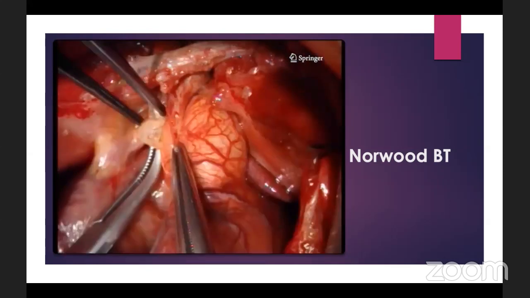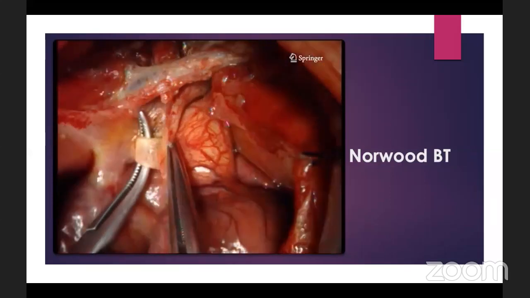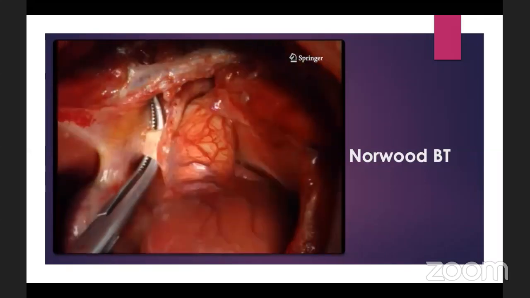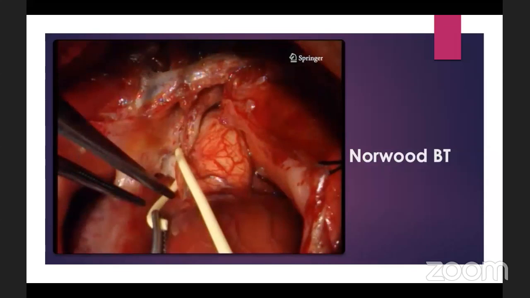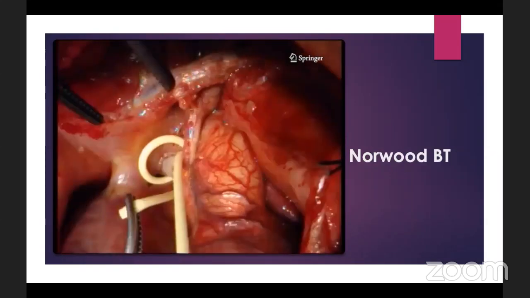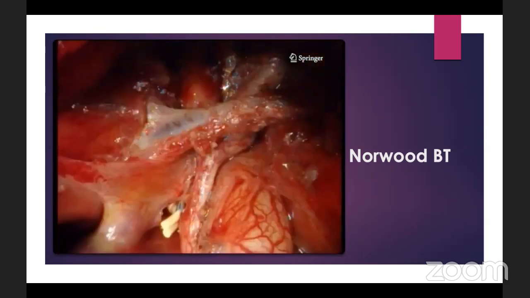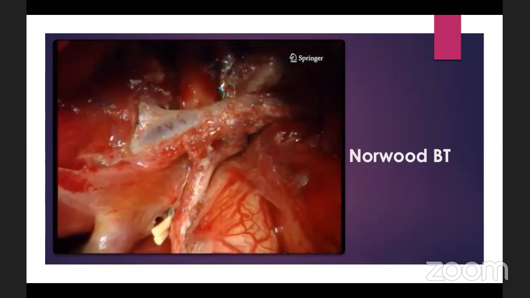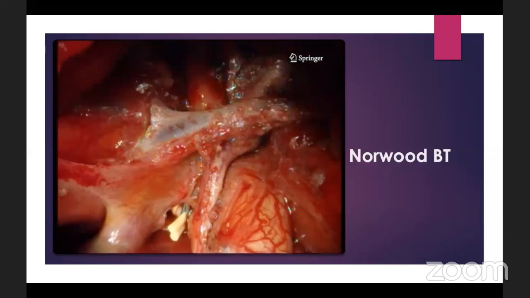And the whole concept of the Norwood operation is to incorporate that into the pulmonary root and reconstruct that with the artery repair to provide systemic circulation and then provide a source of pulmonary blood flow.